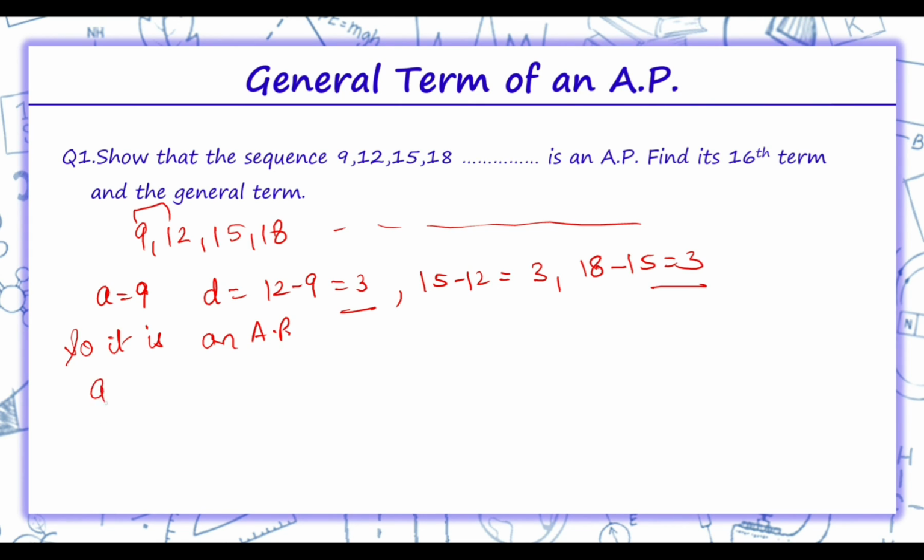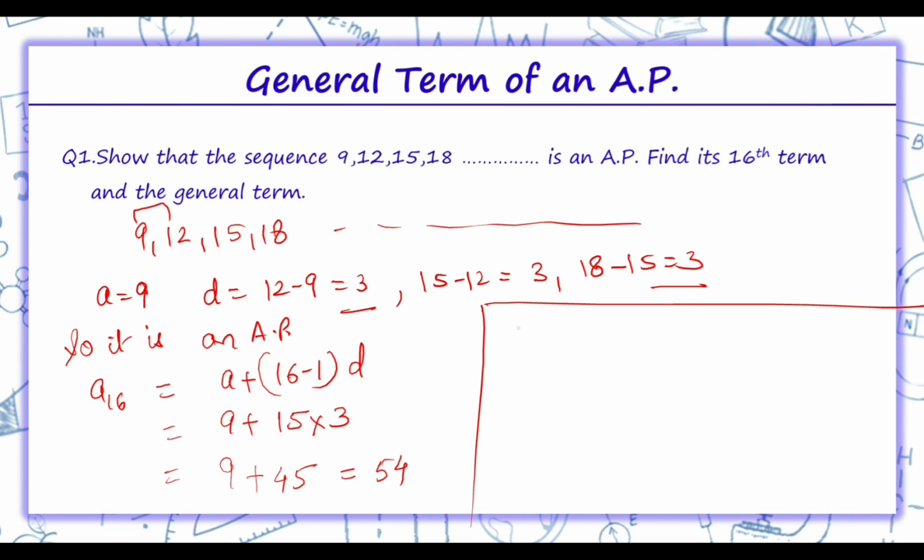Now we have to calculate its 16th term. So the formula for the 16th term will be A plus 16 minus 1 into D. A is 9, 16 minus 1 is 15, into D which is 3. So over here we'll get 9 plus 45. So the answer will be 54.